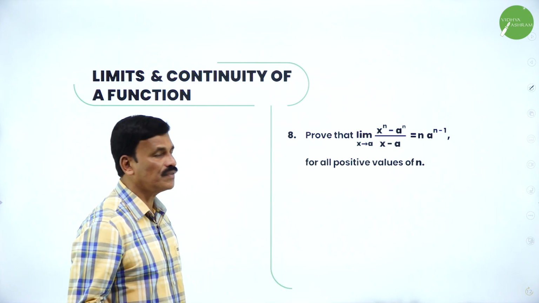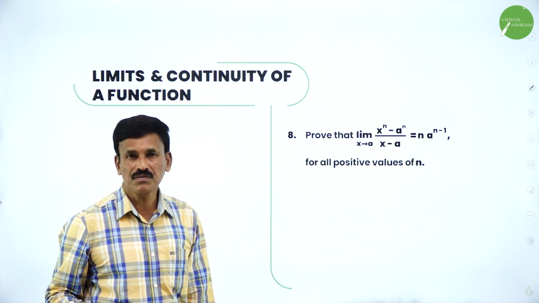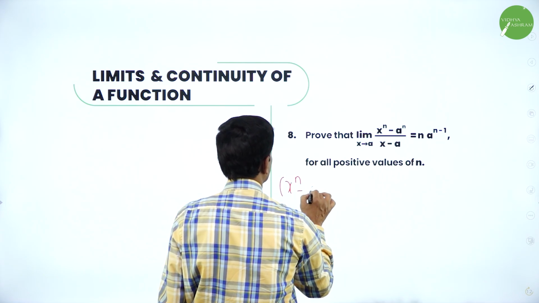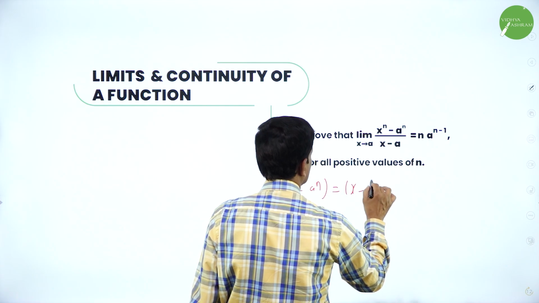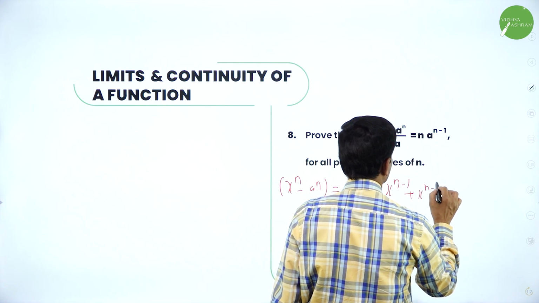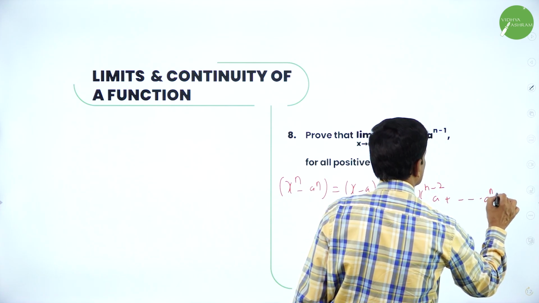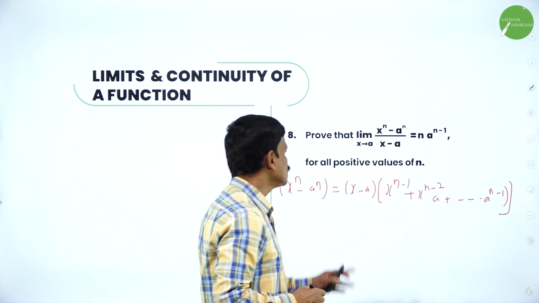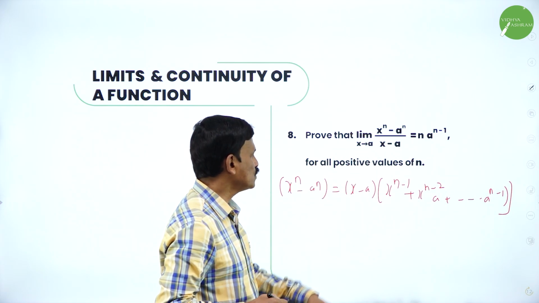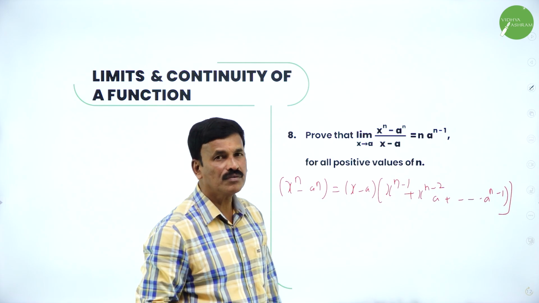Prove that limit x tends to a of x raised to n minus a raised to n by x minus a is equal to n a to the power of n minus 1 for all positive values of n. Now using just by division, this x raised to n minus a raised to n can also be written as x minus a into x to the power of n minus 1 plus x to the power of n minus 2 into a plus etc. a to the power of n minus 1. So by actual division, x raised to n minus a raised to n can also be written as x minus a into x raised to n minus 1 plus x to the power of n minus 2 into a etc. a to the power of n minus 1.